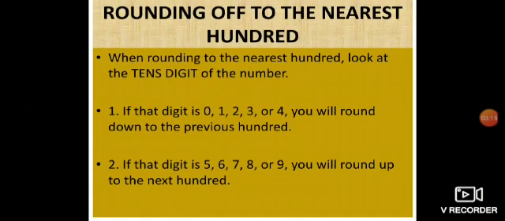Next we come to rounding off the numbers to nearest 100. Here we look at the tens digit of the number. If that digit is less than 5, we'll round down to the previous 100, else we round up to the next 100 if it is 5 or greater than 5.